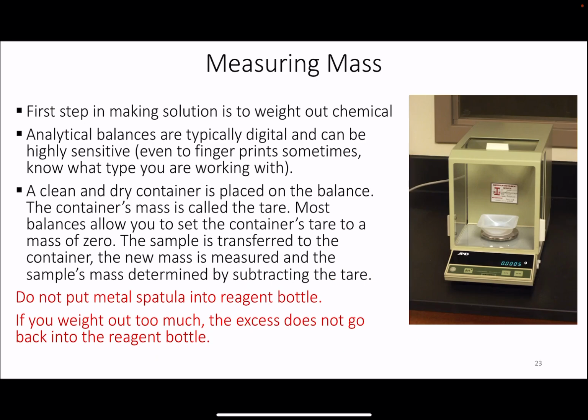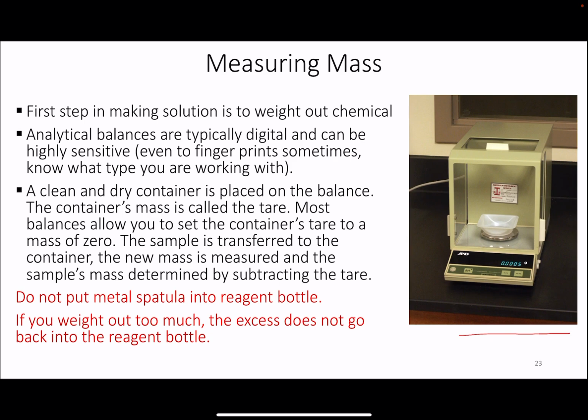Okay, some practical things, because you're going to be in the lab, not this week, but next week. This is an example of what a balance looks like. This is what we use to measure mass. When you need to make a chemical solution, and you will be making stock solutions to do your analyses, you have to first weigh out your chemical. There are analytical balances. They're typically digital and can be very sensitive, depending on what kind of balance you use. We have a precision balance and an analytical balance in the lab. You will have no need for the more precise analytical balance.